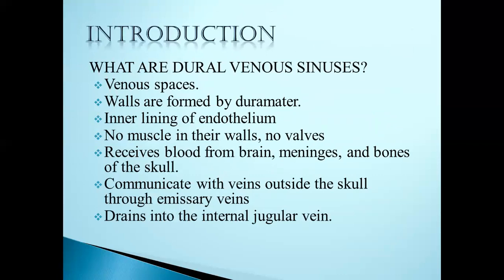What are these dural venous sinuses? These are the venous spaces, the walls of which are formed by dura mater. The inner lining is by endothelium. There is no muscle in their wall, and there are no valves. So there is a continuous flow of blood.